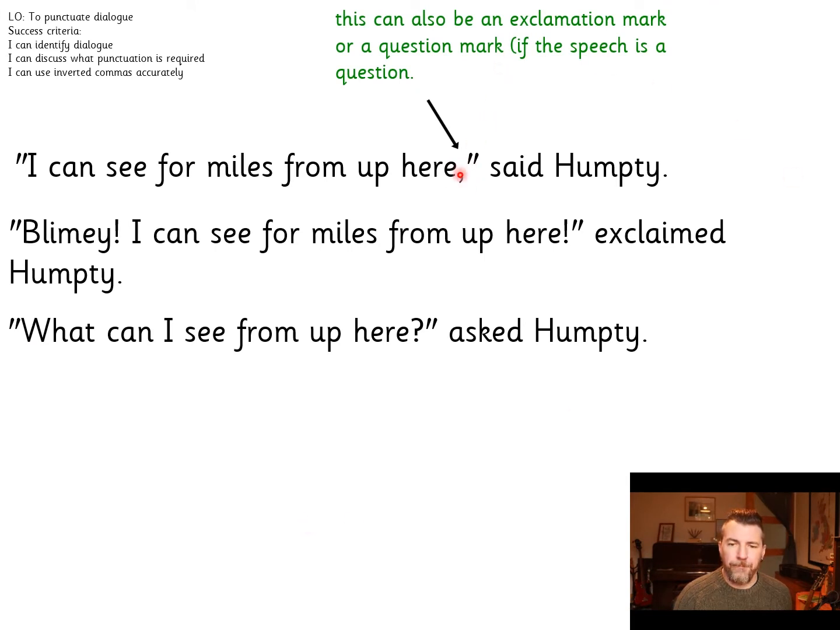This comma can also be an exclamation mark or a question mark, as long as the speech is a question. So, "I can see for miles from up here," said Humpty. We've got a comma. "Blimey, I can see for miles from up here!" exclaimed Humpty. So we've got an exclamation mark there. And finally, "What can I see from up here?" asked Humpty. He was asking a question, so we need a question mark.